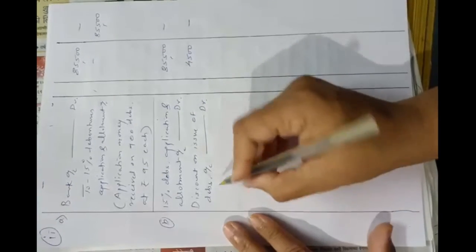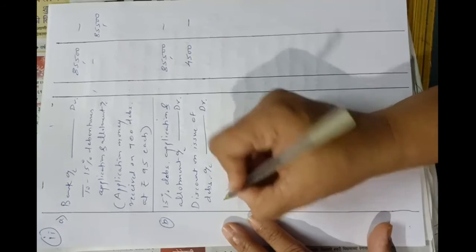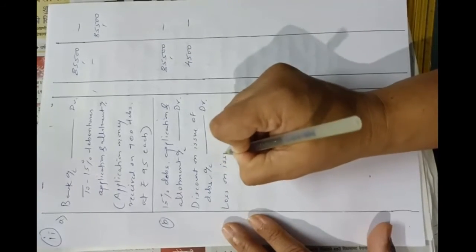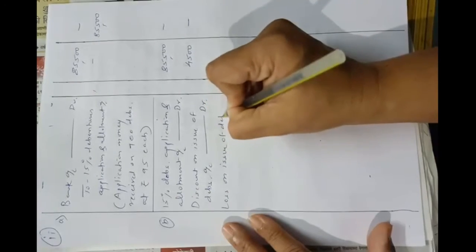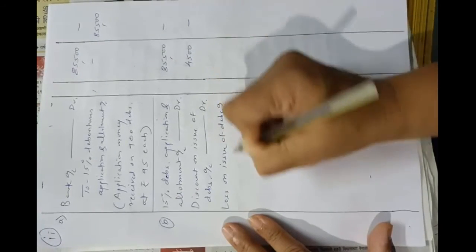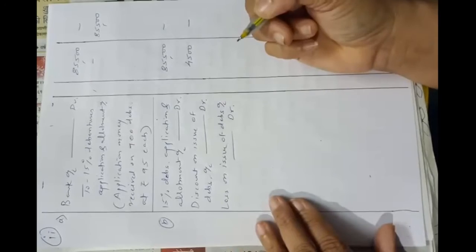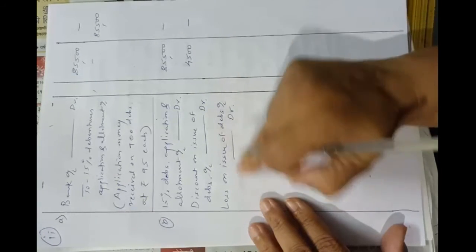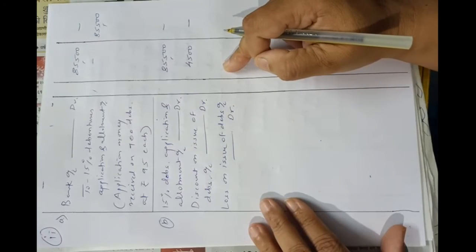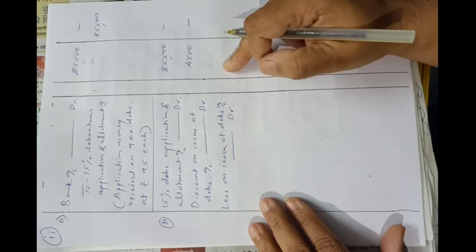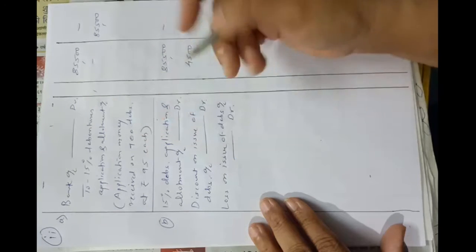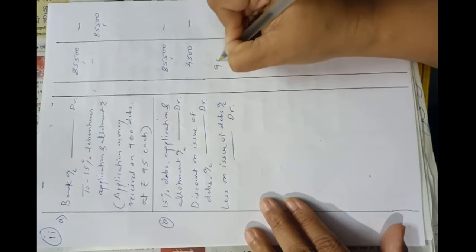Now loss on issue of debentures account debit. Here premium payable at the time of redemption will be debited to loss on issue of debentures account because it is a capital loss. For 900 debentures into premium payable rupees 10, so amount will be 9,000.